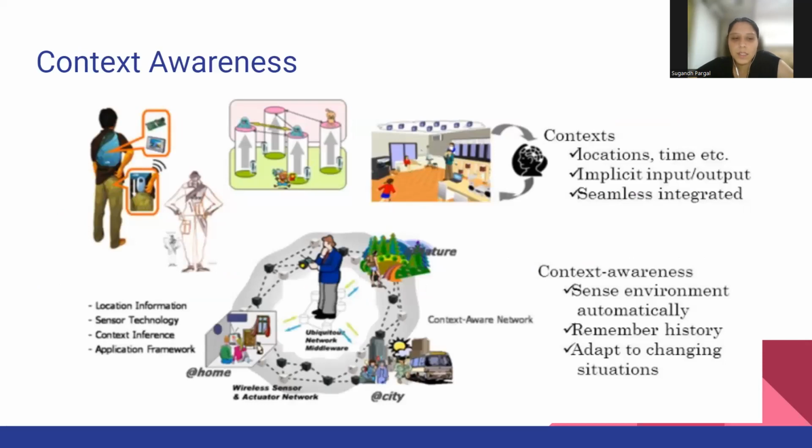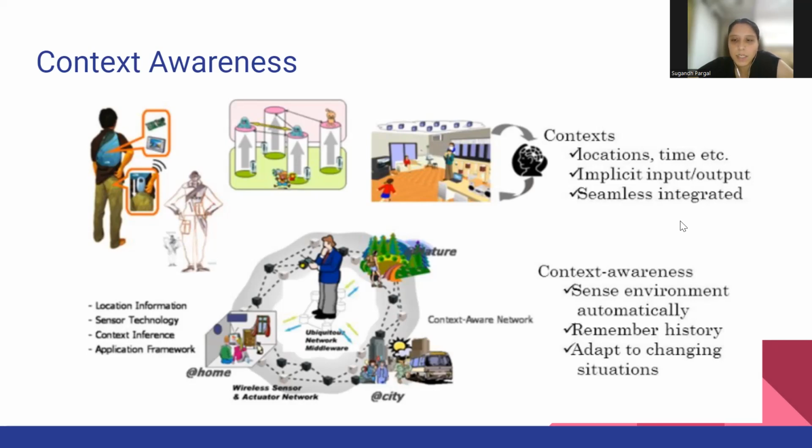So here you can see an example in context awareness, where location, time, etc. are shown as possible contexts. Implicit, these are the input and output of the system, and they are seamlessly integrated with each other or might be dependent on or impacting each other. For example, the location of an individual might be impacted by the time of the day.